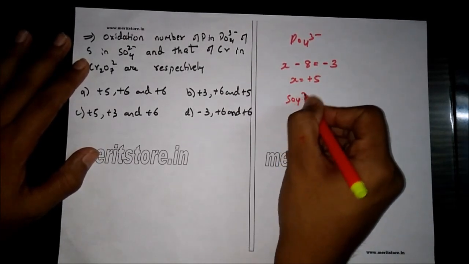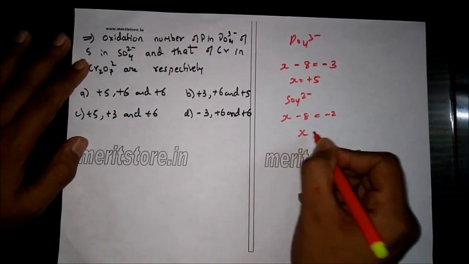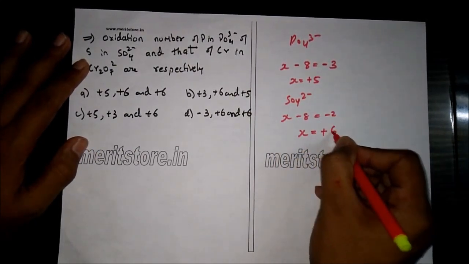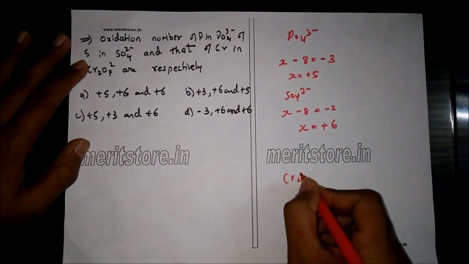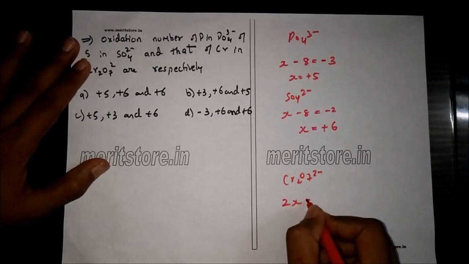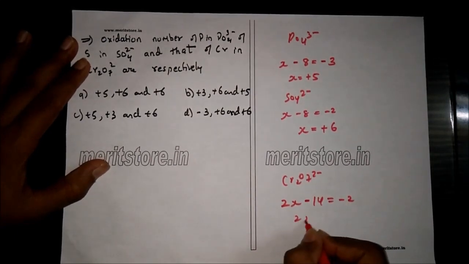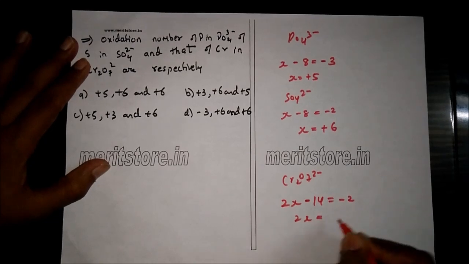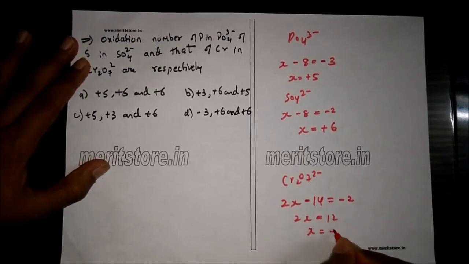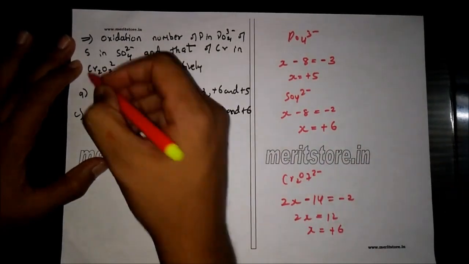Now in SO4 2 minus, X minus 8 is equal to -2. Therefore, X is equal to plus 6. And in Cr2O7 2 minus, 2X minus 7 into 2, which is 14, is equal to -2. Therefore, 2X is equal to 14 minus 2, which is 12, and X is equal to plus 6. Therefore, the correct answer is option A, plus 5, plus 6, plus 6.